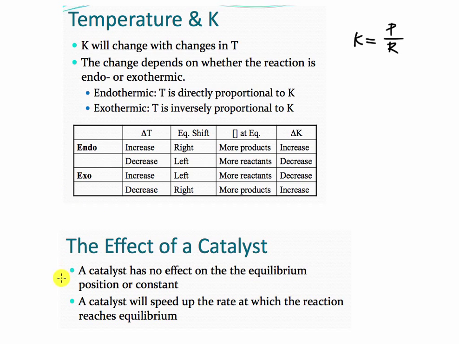One last thing I'm going to leave you with here is the effect of a catalyst. You should know that a catalyst speeds up a reaction, but a catalyst has no effect on our equilibrium position or the constant. All a catalyst does is get you to equilibrium faster. That's it. It has no effect on how much. You're never going to get more products out of a reaction because you added a catalyst.